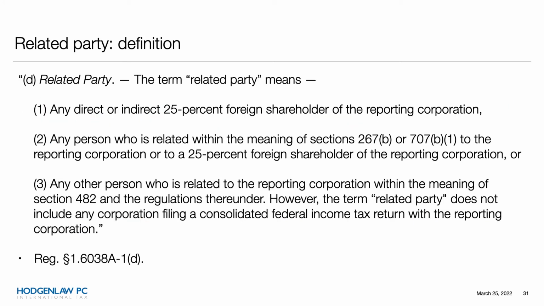So here's the definition out of the regs. You see there are 3 types of related parties, and quite coincidentally, on line 8e of part 3, it says there are 3 checkboxes. So we're going to fit ourselves into one of these 3 checkboxes.